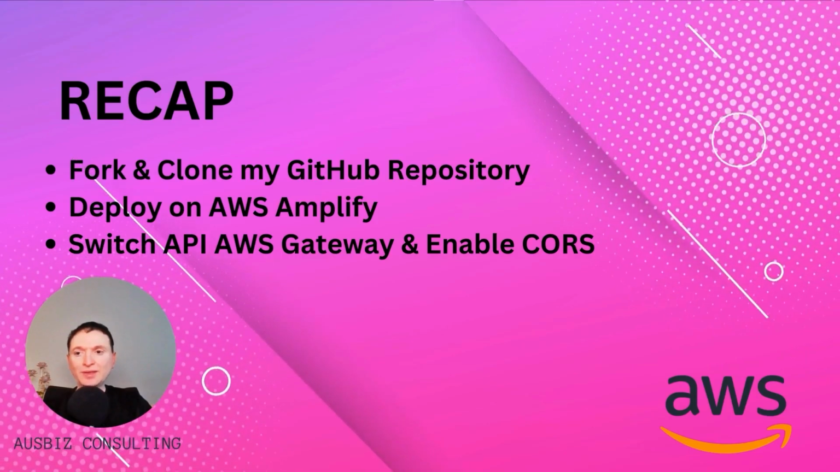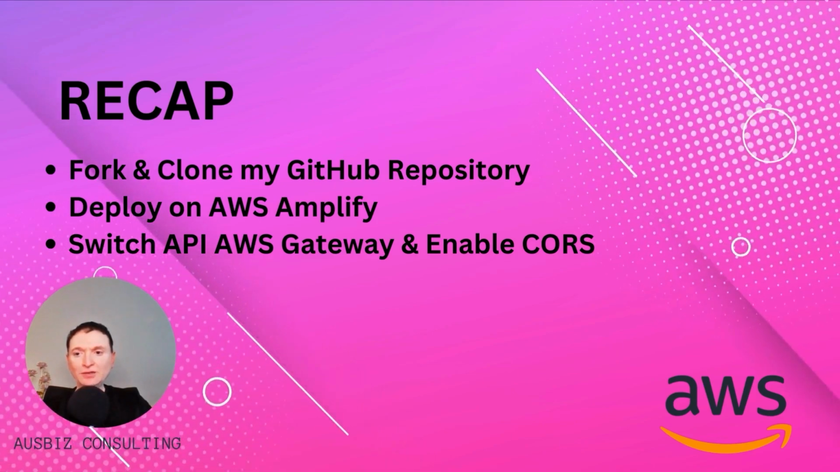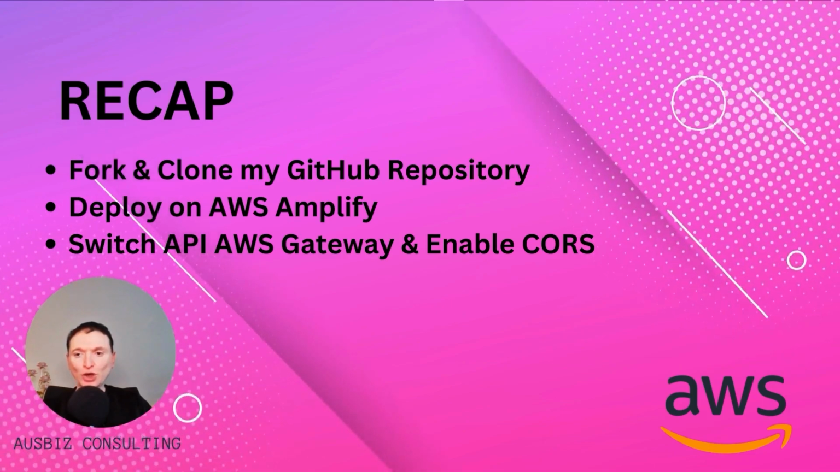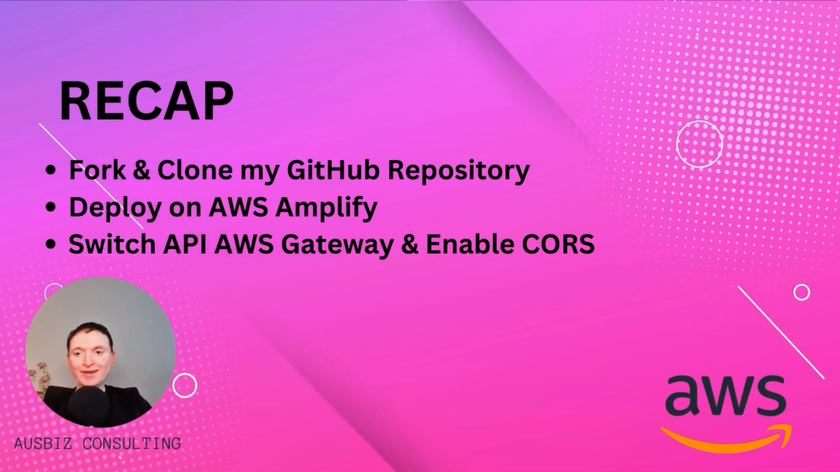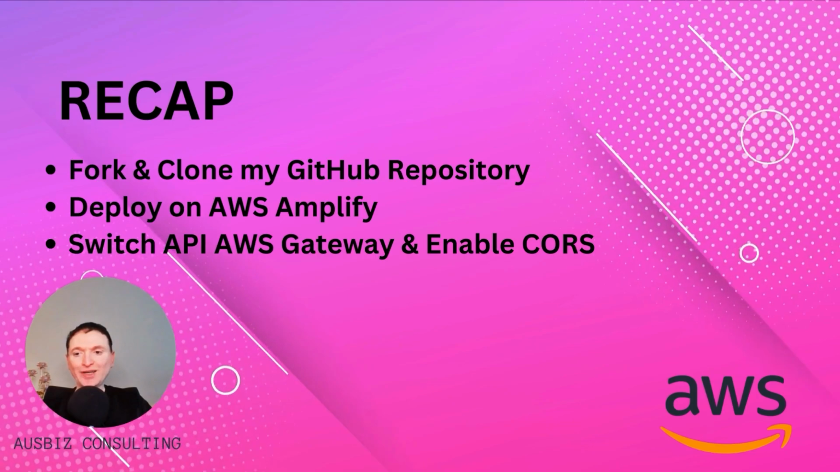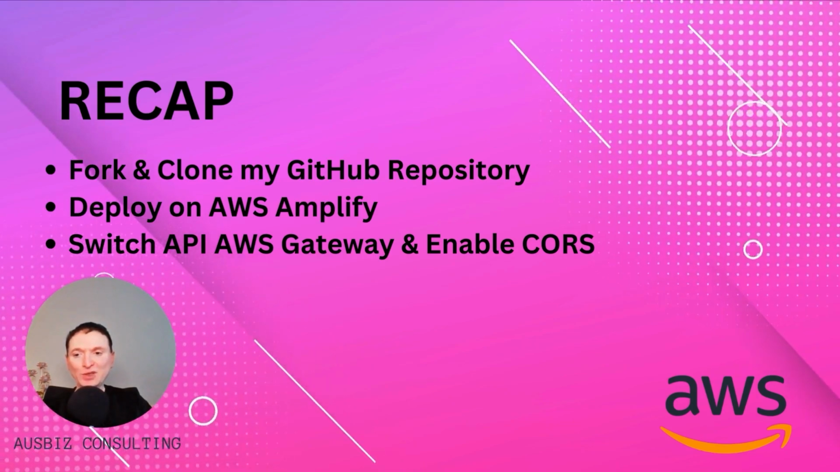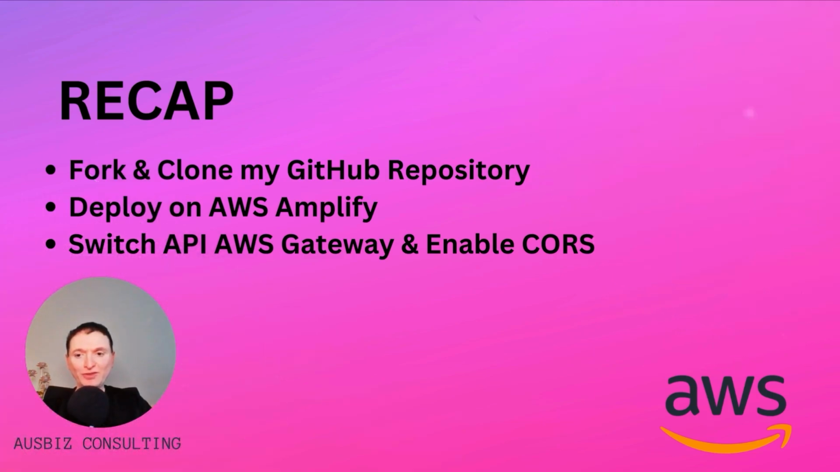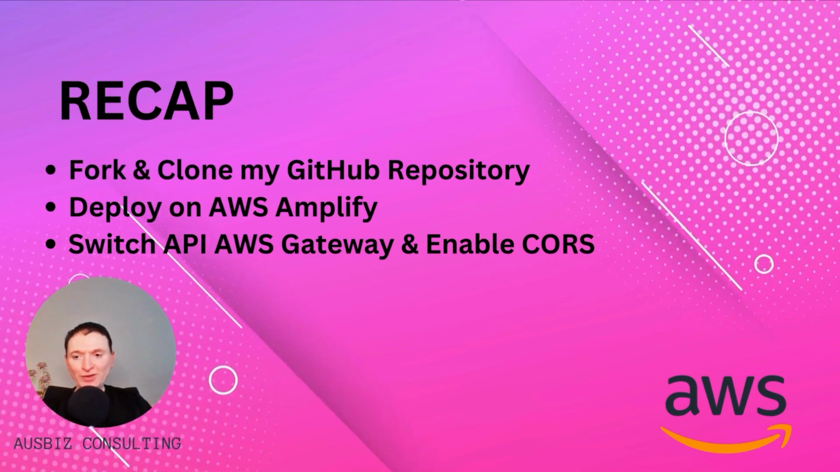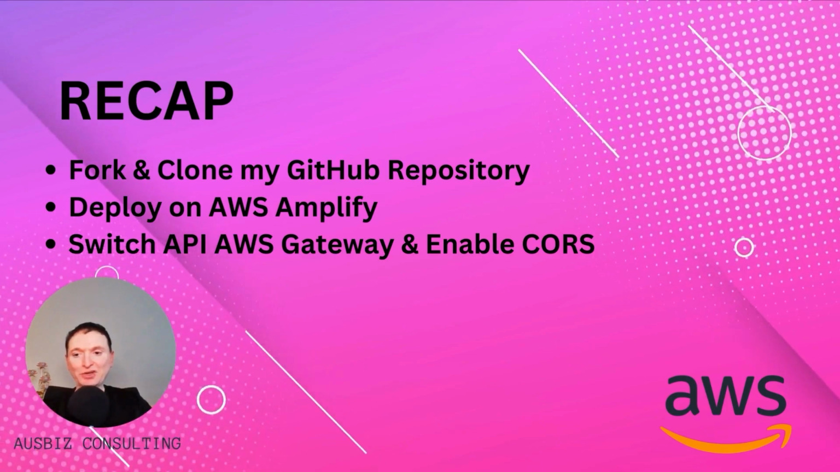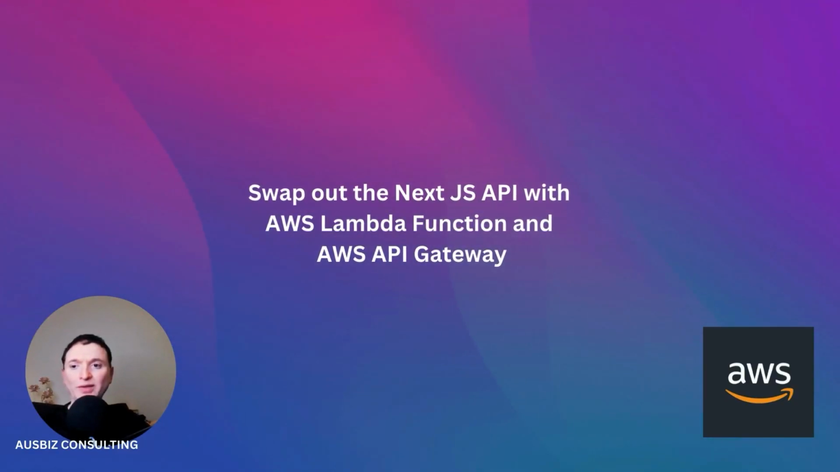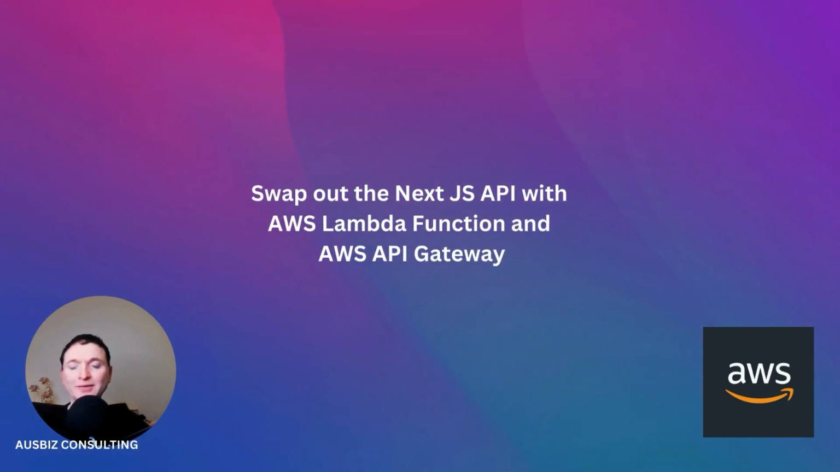So let's recap. In this video, I showed you how to fork and clone my GitHub repository and how to run this locally on your machine and then deploy it on AWS Amplify. You have also seen how to set the URL of the API using the environment variables. For now, I have a mock API that's running on Node.js. Let's swap out this Next.js API with an API using AWS Lambda and AWS Gateway.